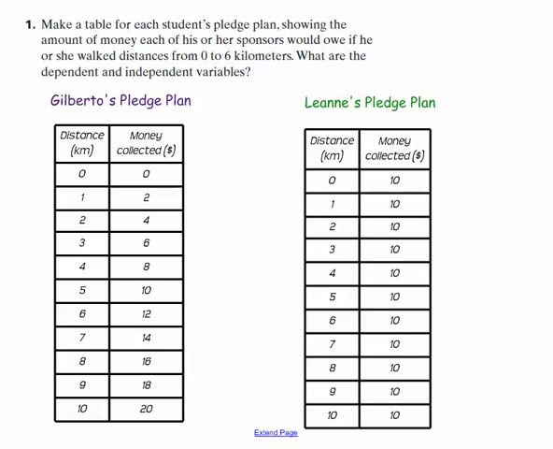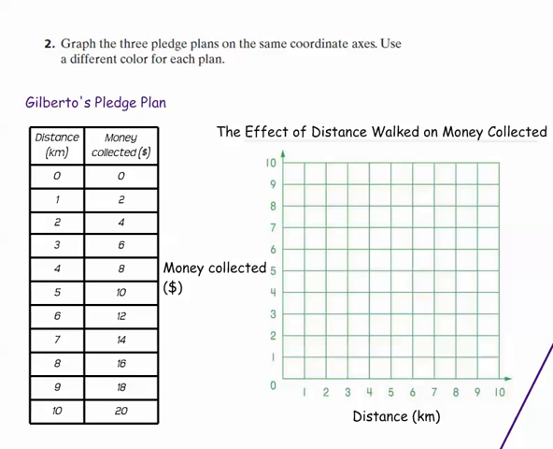So like we did in the previous lesson, let's go ahead and take this data and get a picture of what's going on. Let's graph all this information. Now I want to start with Gilberto's pledge plan. Now remember, the IV, the first column, is what goes on the x-axis. So you'll see that we have the distance down here in kilometers. Always remember to give your units.